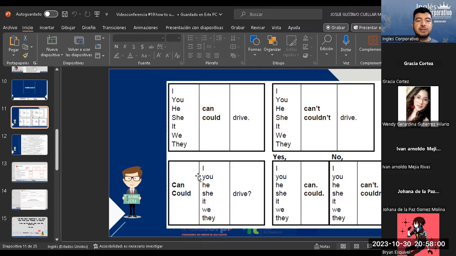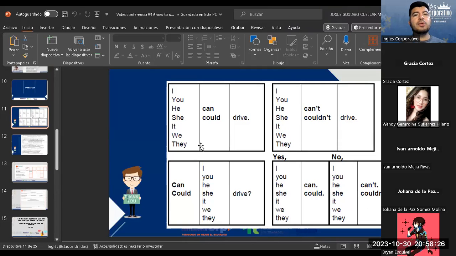Now, here for questions, it is very easy. Es fácil. Solo pasamos el can y el could al inicio. Solo lo pasamos al inicio y ya estamos, ¿verdad? Can you drive? Can he drive? Y así sucesivamente, ¿verdad? Entonces va el can al inicio. Respuestas. Yes, he can. Yes, you can. Or no, you can't. No, he can't or couldn't, ¿verdad?